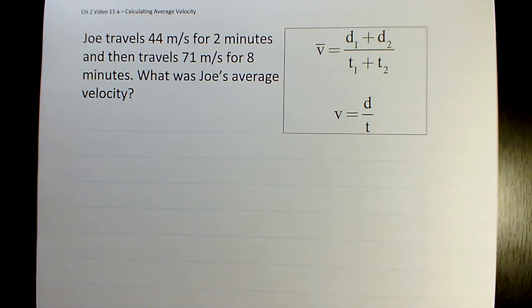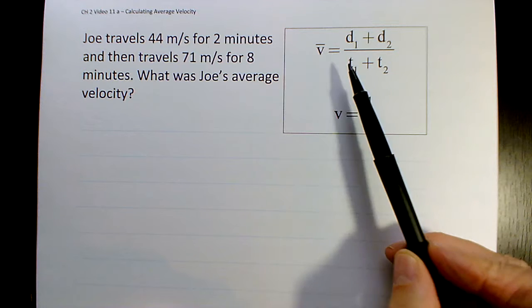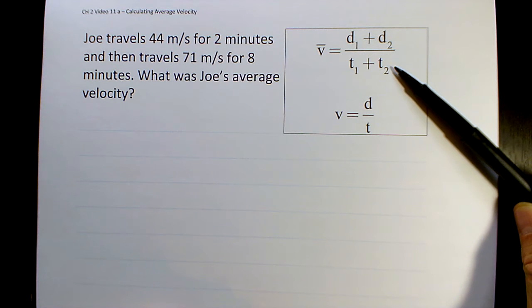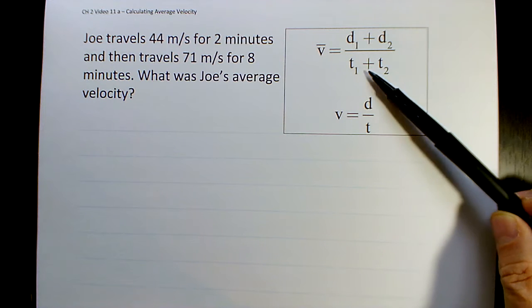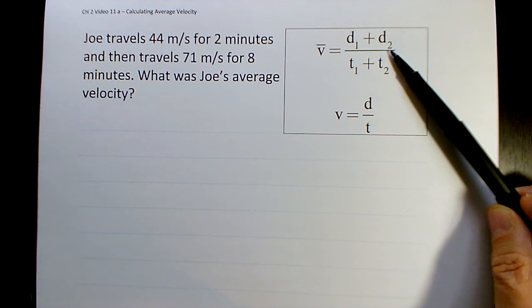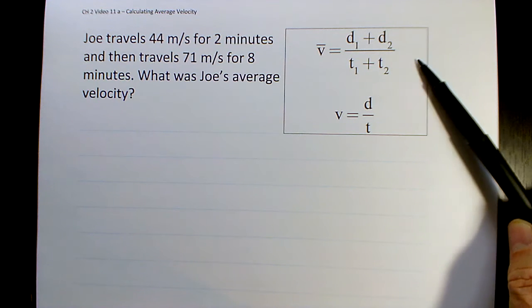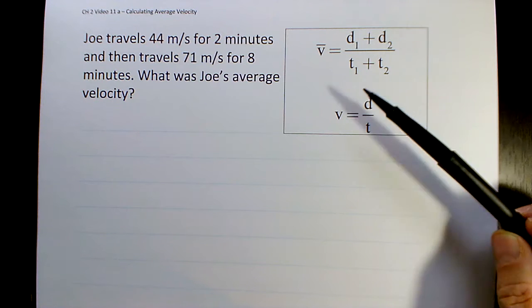All right, let's do an average velocity problem. Average velocity, v bar, is defined as total distance divided by total time. So if you have two legs or two parts to a trip, d1 plus d2 over t1 plus t2. And of course this could be extended with 3 legs to a trip. You could have plus d3 and down here plus t3, and actually out to infinity.